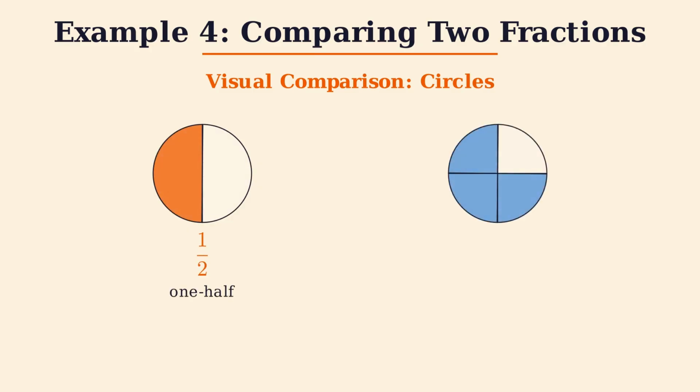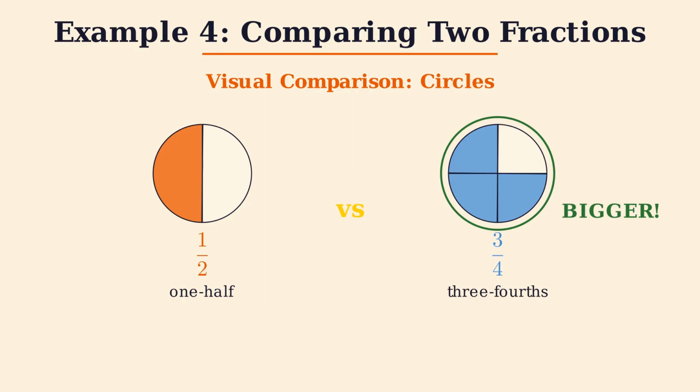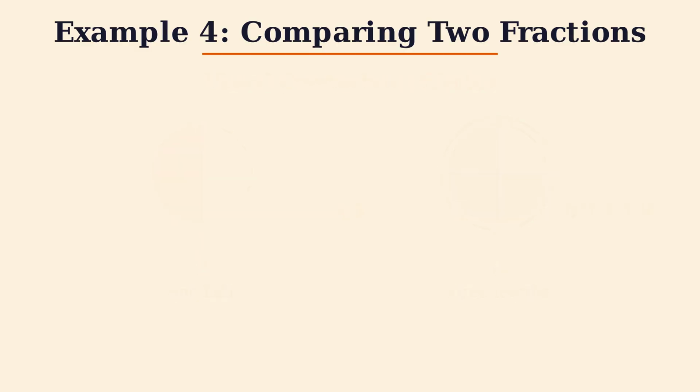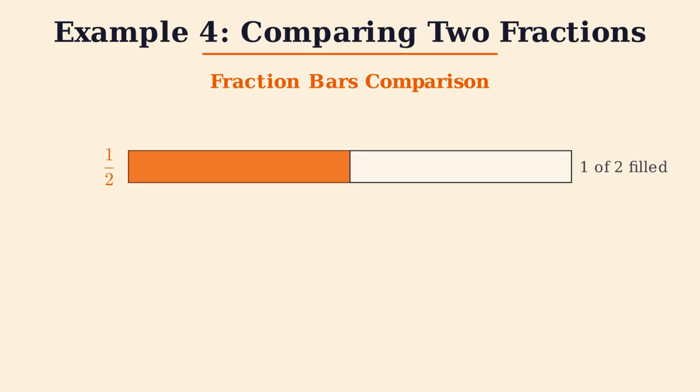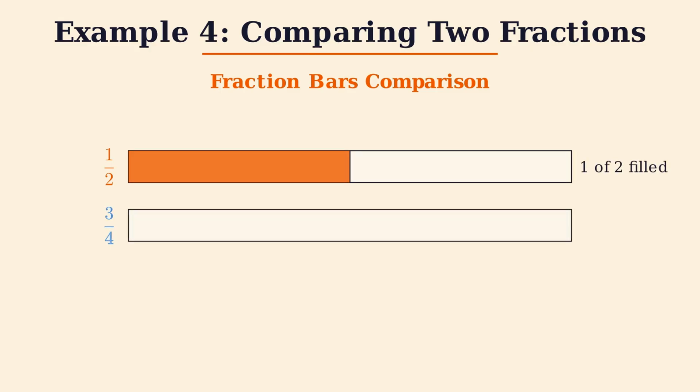Which one is bigger? Let's look at two circles side by side. The first circle is split into two equal parts with one shaded. That's 1/2. The second circle is split into four equal parts with three shaded. That's 3/4. Just by looking, you can see that 3/4 takes up more of the circle.